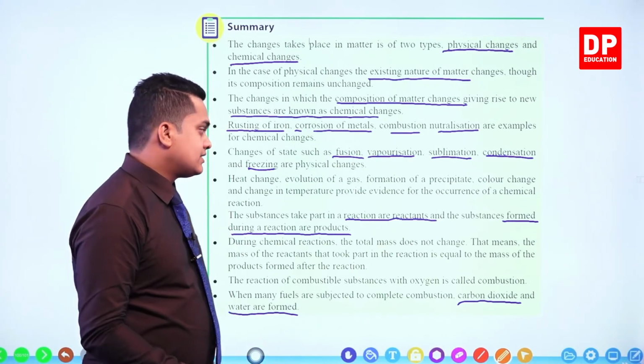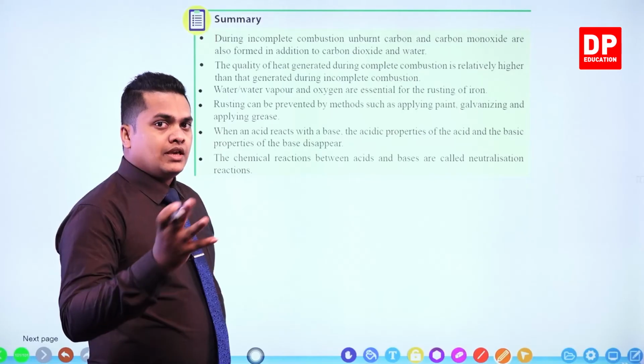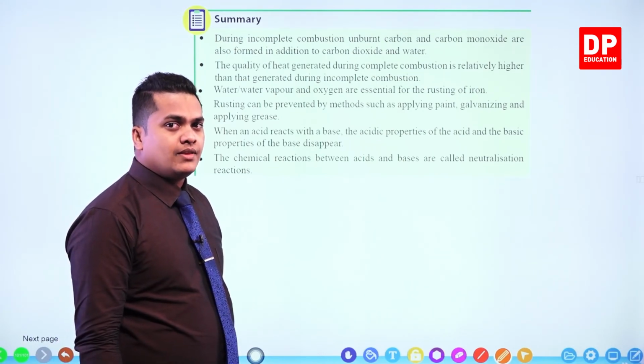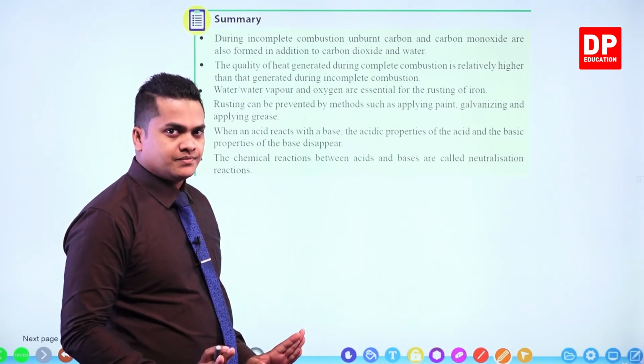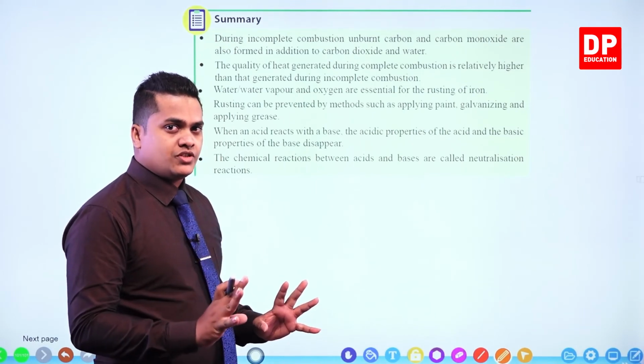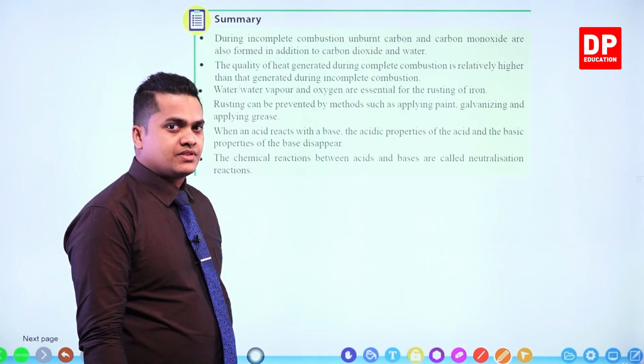So there is something left over in the final part. During incomplete combustion, unburned carbon particles. In a complete combustion, carbon dioxide gas and water vapor are the products which are created. Those are the products, that's it. In complete combustion, there is an adequate amount of oxygen. There is enough oxygen to react with the combustible substance.